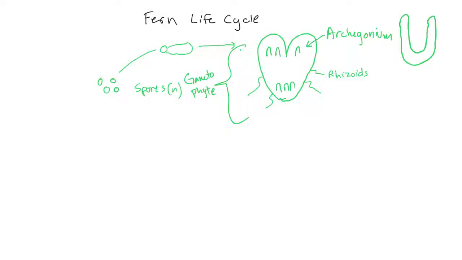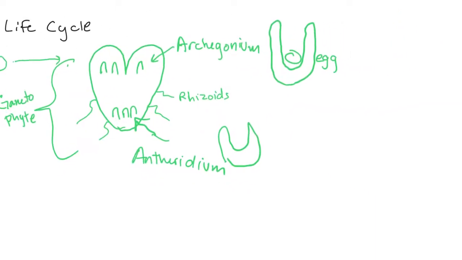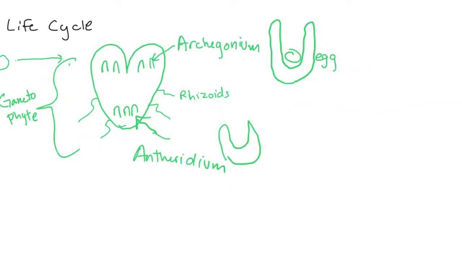Well, I guess I'll do green stuff. Egg. And then in another spot, they'll have the antheridium. Those little mountains are important. Those are the little archegonium or antheridium. And the antheridium are going to produce sperm.